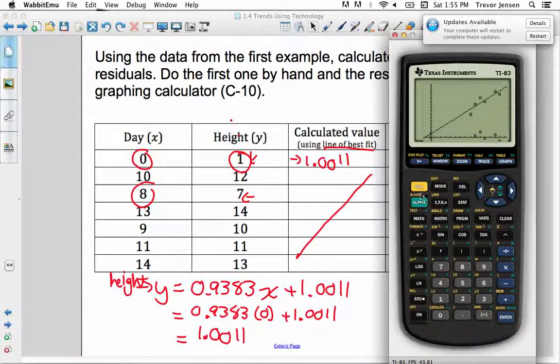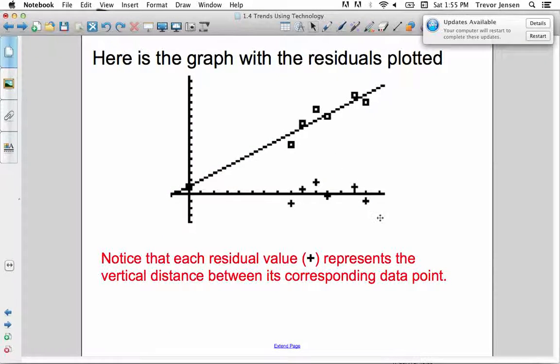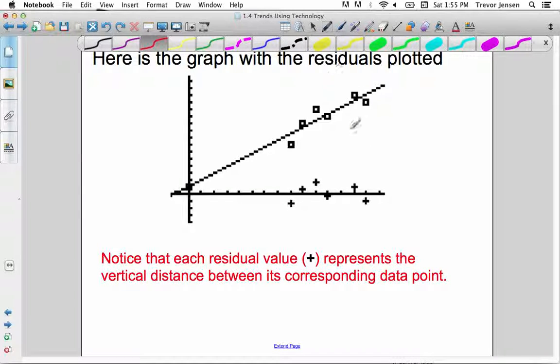It's probably useful to make them appear as different dots. So I'm going to go back to stat plot 2 and change the dot type to those crosses so that we can distinguish the difference between the residual values and the actual data points. And the residual values are at the bottom of the screen there. And this is a zoomed in version of that. So this might help you better understand what residual values are.